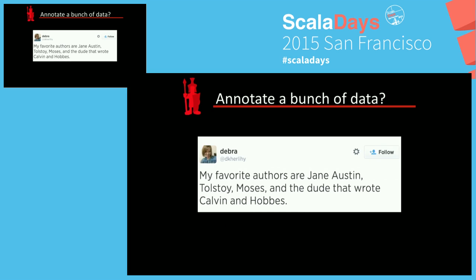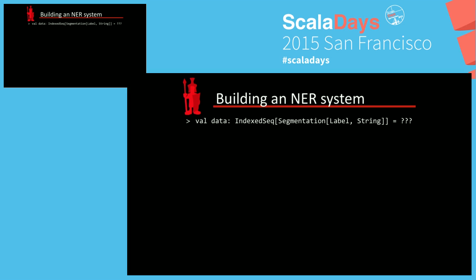The easiest thing we could do is annotate a bunch of data. So we could go out onto Twitter and pay a bunch of people to annotate the people and the places and the things. So, my favorite authors are Jane Austen, Tolstoy, and Hobbes, and annotate a bunch of things that look like that. And once we do that, we can load up that data into Epic with a one-line API call. You can build up another NER system trained specifically for your data.